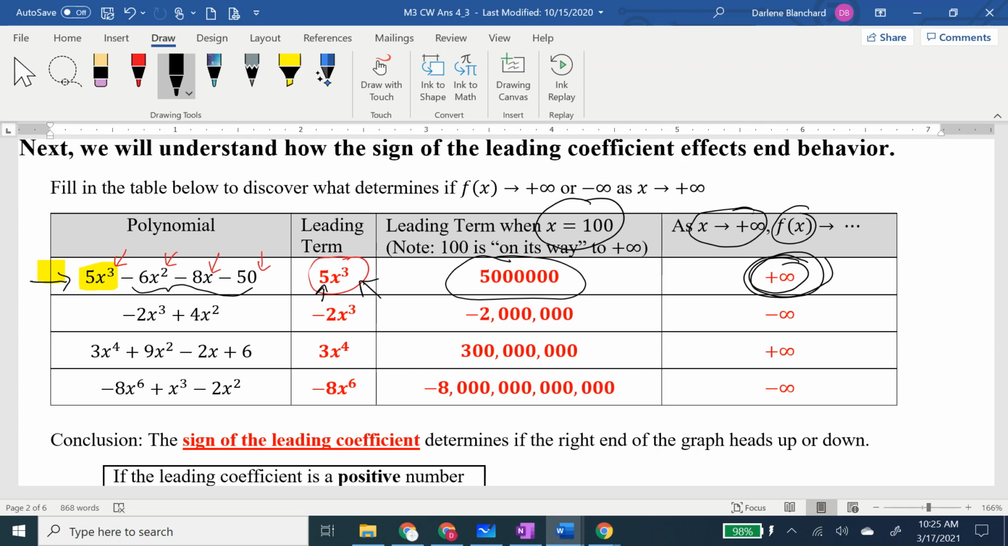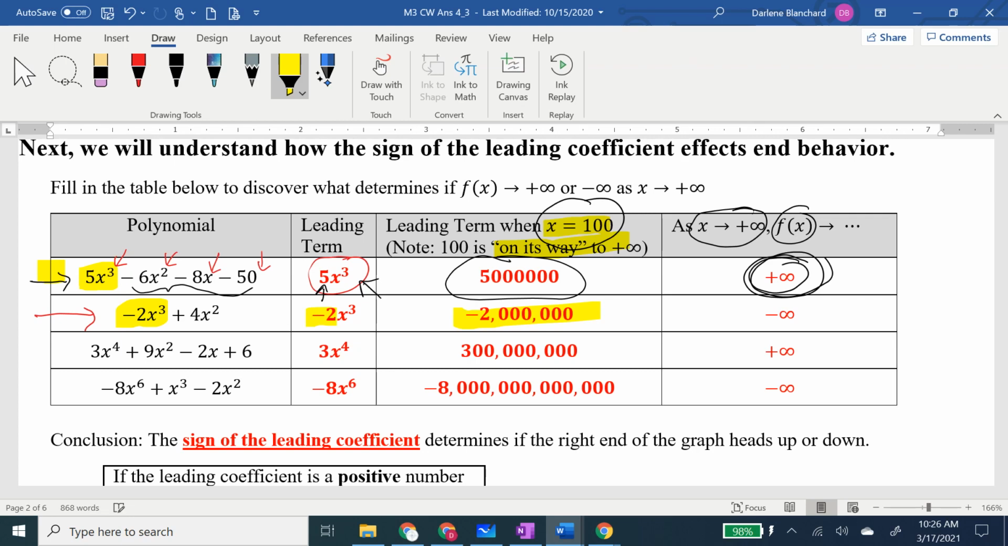Then I want you to look at the second polynomial. And you have exponent 3 and exponent 2. Identify that leading term along with the sign of the coefficient, because that is really important. So the entire leading term, not just the leading coefficient, the whole term, negative 2x cubed. If I were to plug in just a simple x equals 100, that's on the way to infinity, you're getting a very large negative number.